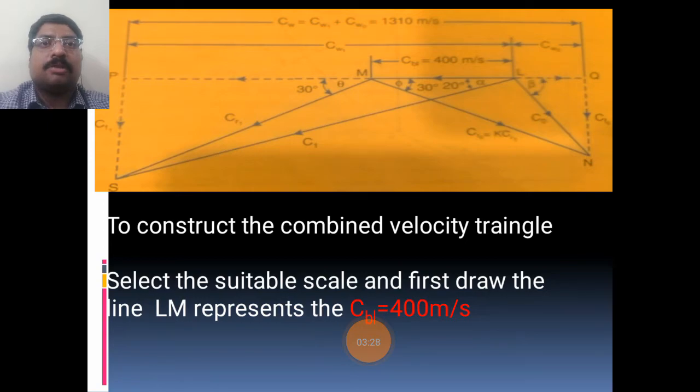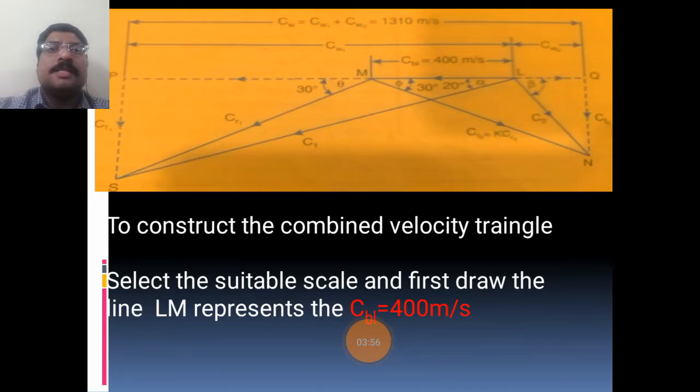If the velocity is 1200 meter per second, let us consider 100 meter per second is equal to 1 centimeter. Otherwise 200 meter per second is equal to 1 centimeter. That is the scale we are assuming. Like that, we can assume the scale as per our requirement and as per the availability of space to draw.